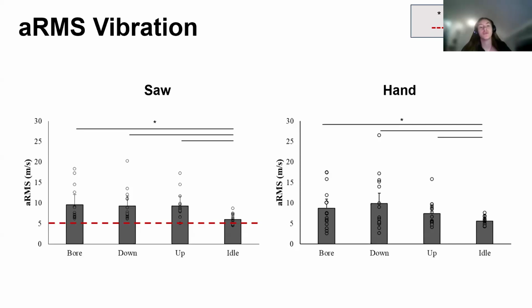The same thing is true when looking at the hand accelerometer, which is the right plot here. All cutting conditions were over the guideline, and they were significantly different from idle. It's important to note that although the exposures were lower than they were with the saw, the downcut vibration exposures were still extremely high, being about 9.8. Those were actually the highest values presented across both accelerometers.